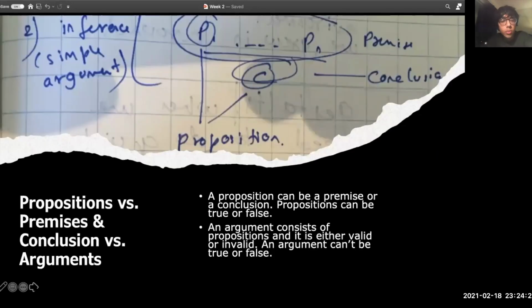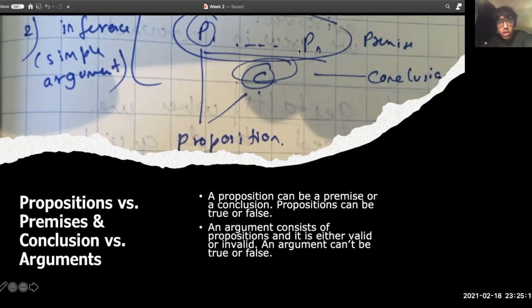Now let's talk about propositions versus premises and conclusions versus arguments. A proposition can be a premise or a conclusion. A proposition can be true or false. So premises and conclusions can be true or false, and hence they're types of propositions. An argument can't be true or false, it can be valid or invalid. Multiple propositions arranged in a particular order make an argument. And an argument can't be true or false, it can only be valid or invalid. And similarly, a proposition can't be valid or invalid, it can only be true or false.